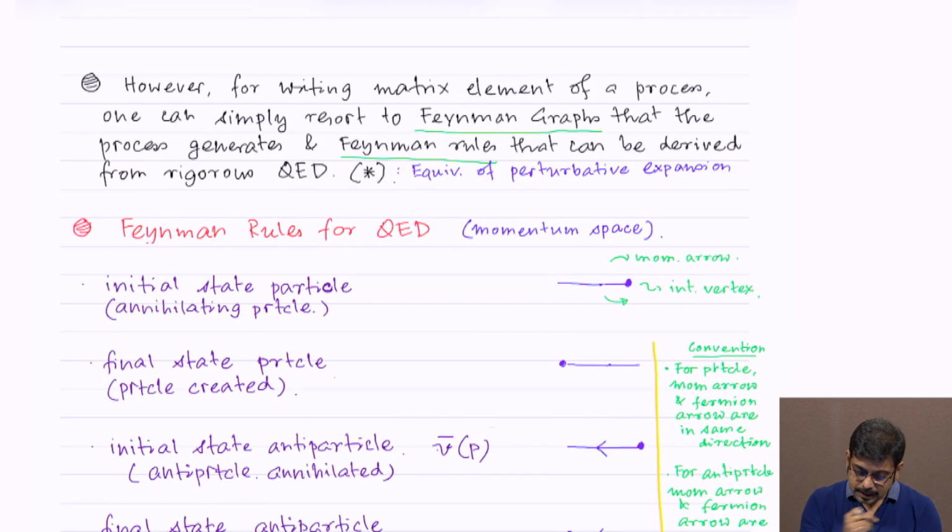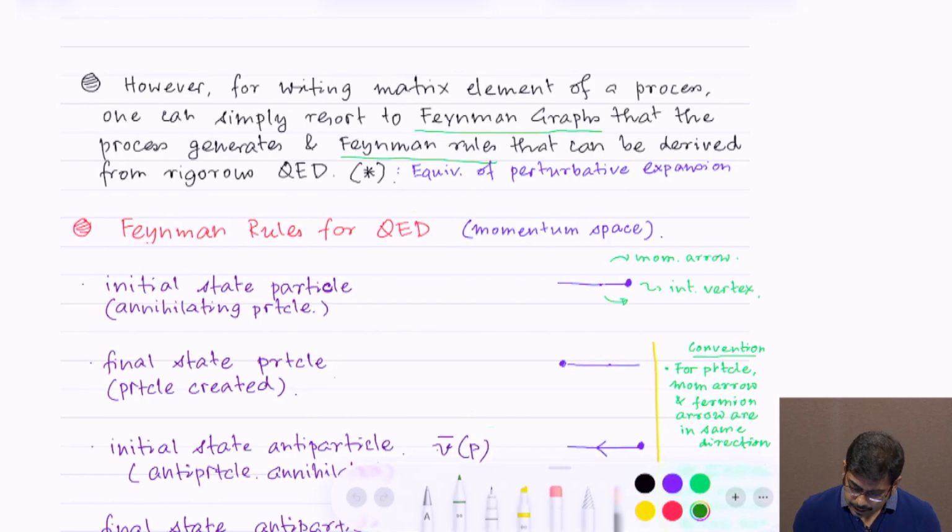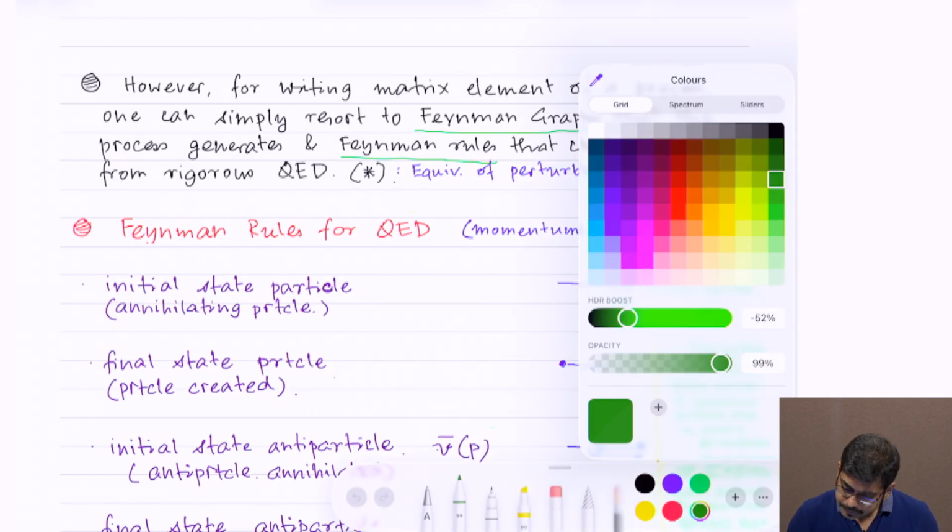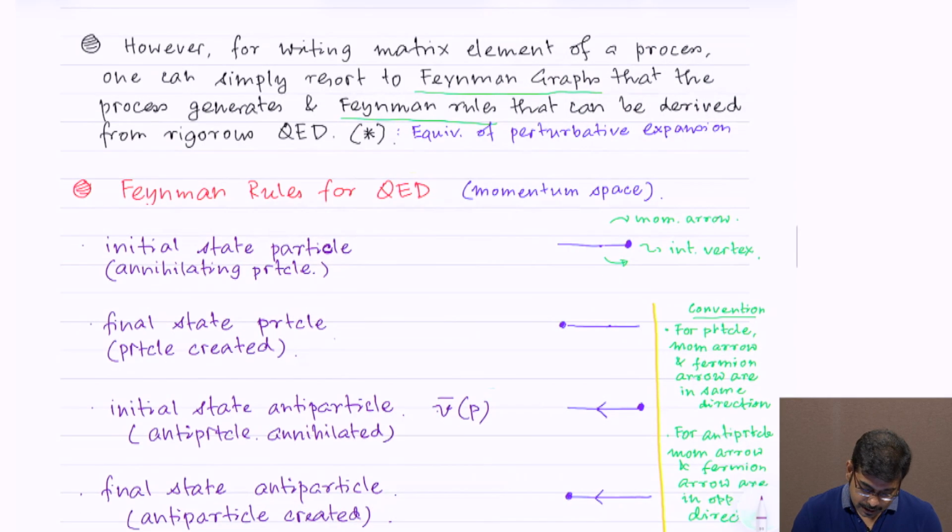Okay. So, let us first start with the initial state particle. Now, how to describe an initial state particle? The initial state particle will be essentially described by a particle which is essentially annihilating into the vertex.